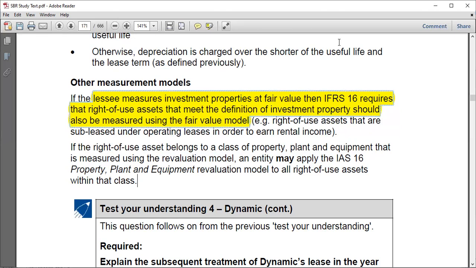IAS 40 and IAS 16. All right, the session is just going to end soon.